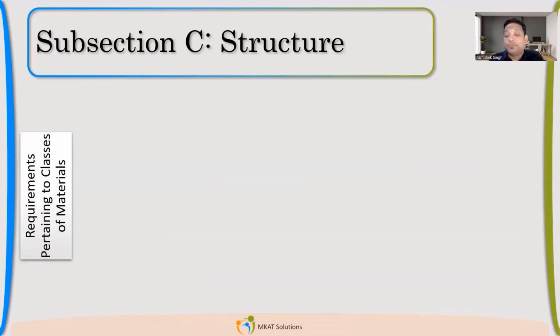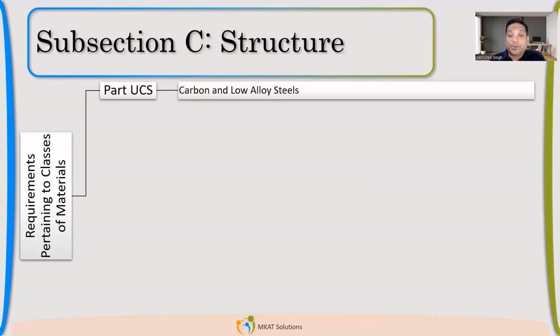So now in subsection C, as we discussed, there are some requirements pertaining to different classes of material, which is covered here, which is very specific to code. Okay. So what different sections are there in this? In subsection C, there is part UCS, which talks about carbon and low alloy steel. The name is a little bit confusing. It's UCS. CS means carbon steel, but it covers also the requirement of alloy steel. Okay, so both are covered here.